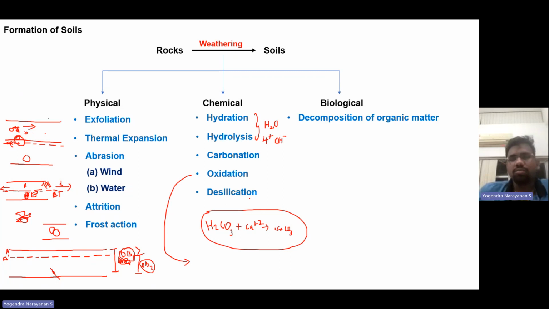So moving on to biological aspects, decomposition of organic matter, which, as I said before, is associated with oxidation. And the second aspect is microbially induced calcite precipitation, which is MICP.